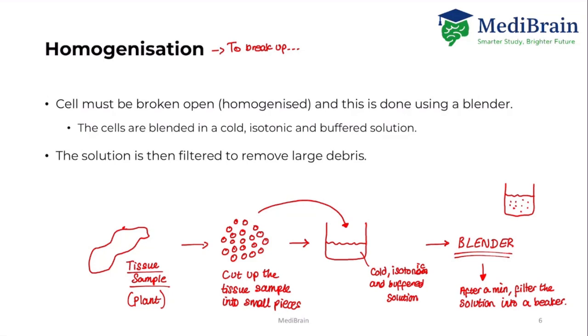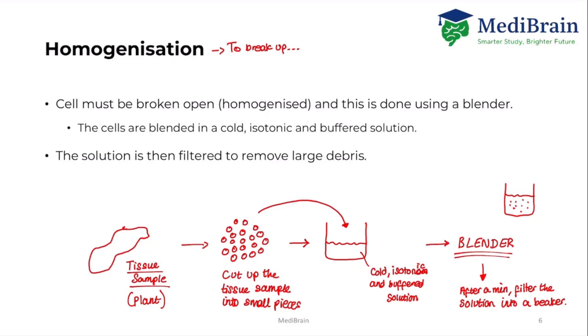That basically tells you that you have broken open your cells and the organelles are there in the beaker now, because they have dissolved within the solution. You've just broken up the cells. The reason why we filter it is to remove any large debris. So that's all of homogenization.